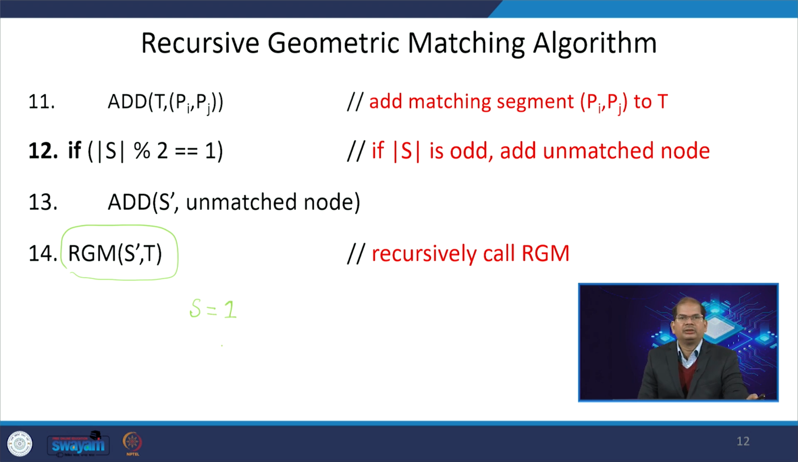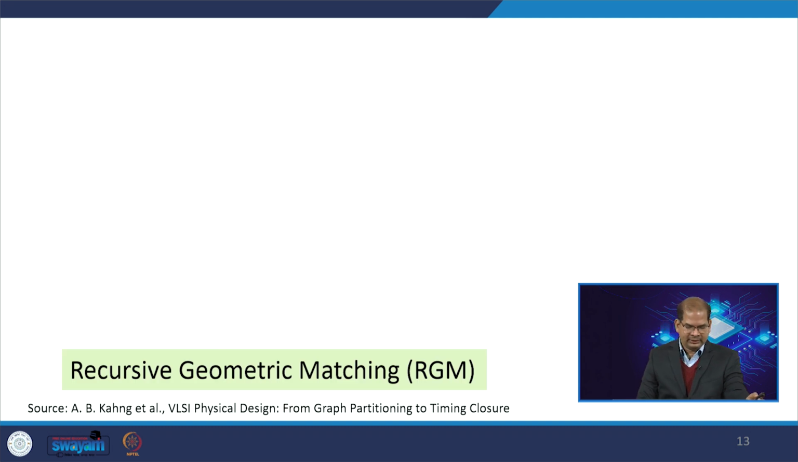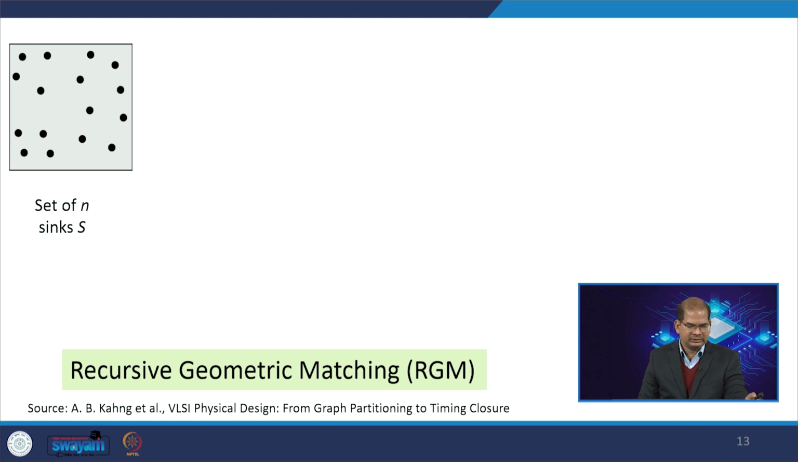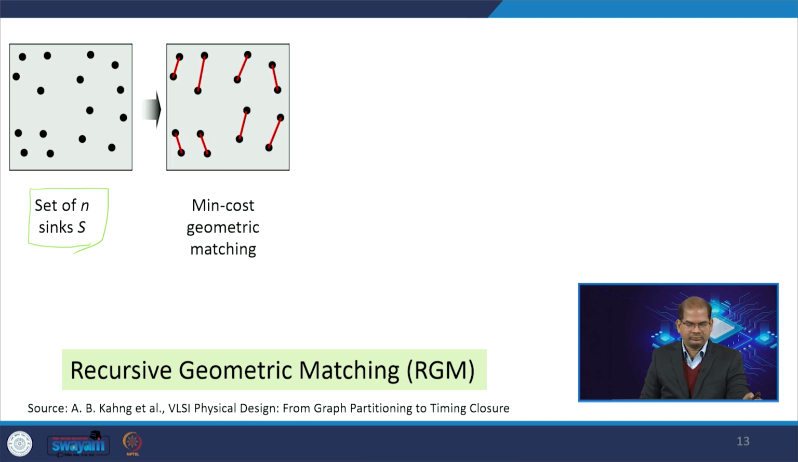So, then we will stop the algorithm. Let us look into how things are happening here. First, this is the set of sink nodes. Then what we are doing here is that we will create the line segments. The second step is to create the line segments such that my wire length is minimum. We are doing minimum cost geometric matching.